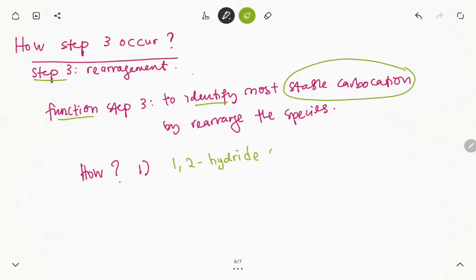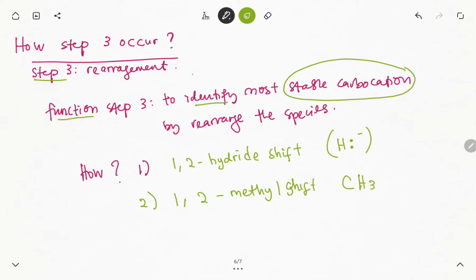a 1,2 hydride shift, which means we move a hydrogen with its electron negative charge, and second, either a 1,2 methyl shift, which means we shift CH3 with its electrons together.